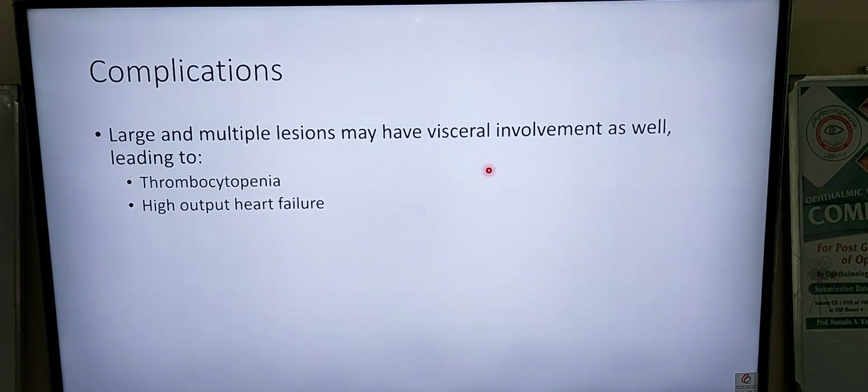In complications, large and multiple lesions may be associated with visceral hemangiomas as well. This may lead to development of thrombocytopenia, especially if they bleed, or after some time, high output heart failure as well.